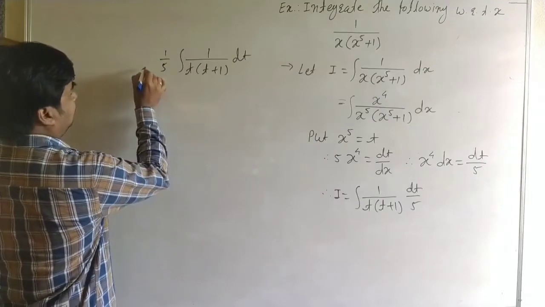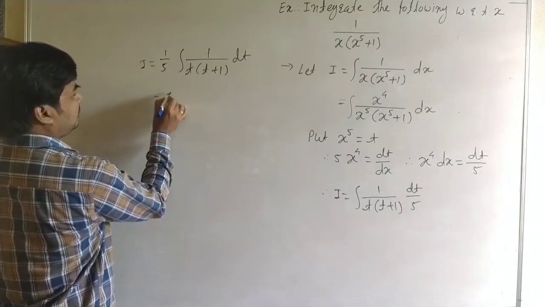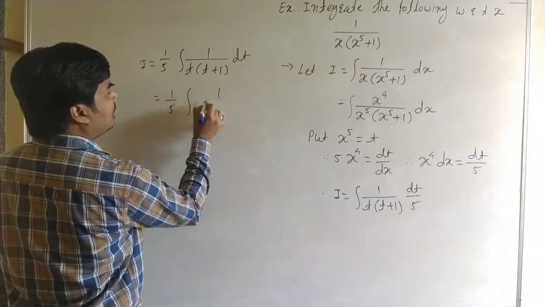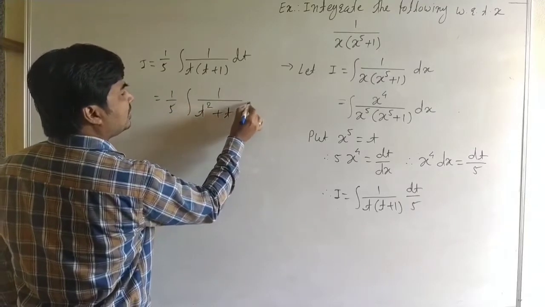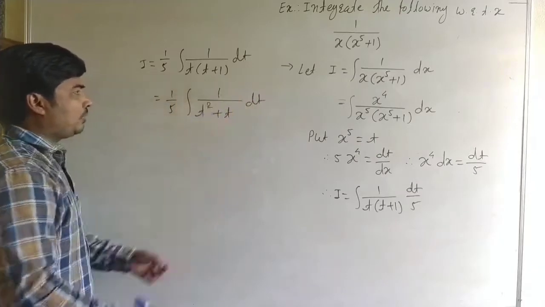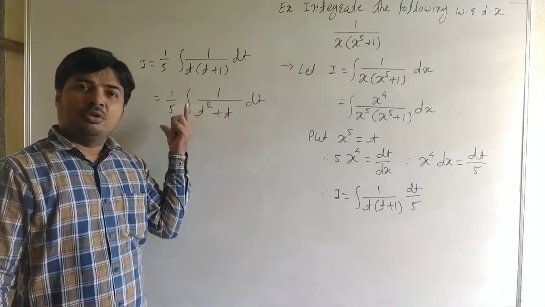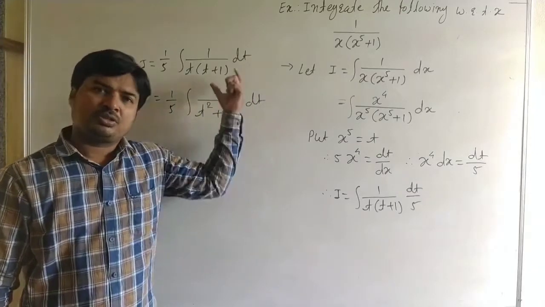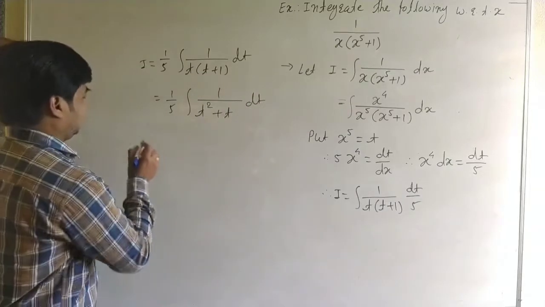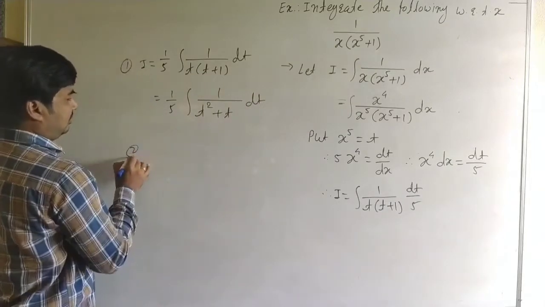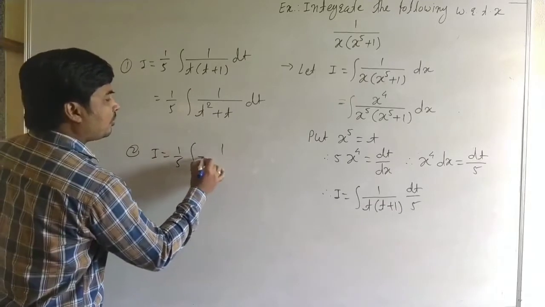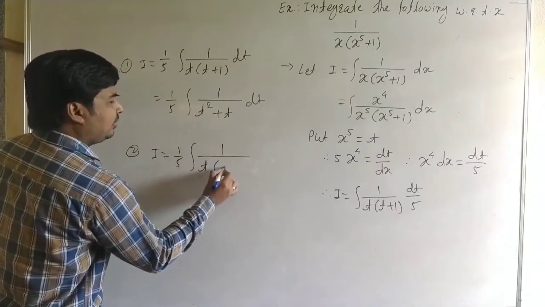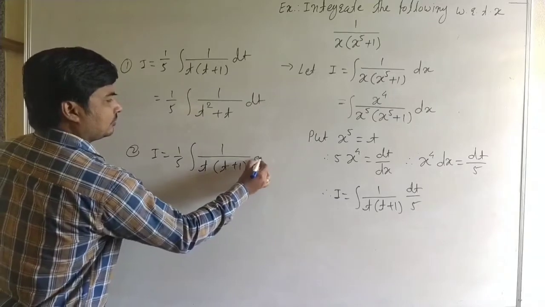Now here, 1 by 5 into 1 upon (t square plus t) dt, and now it is 1 upon a quadratic function. So by completing the square we can solve this. Another method: here it is 1 by 5 into 1 upon t into (t plus 1) dt.